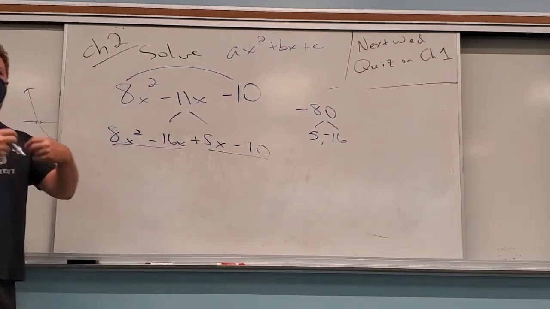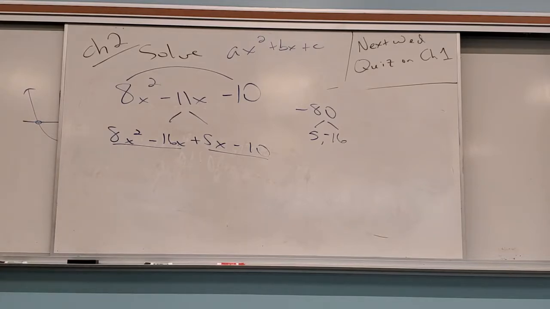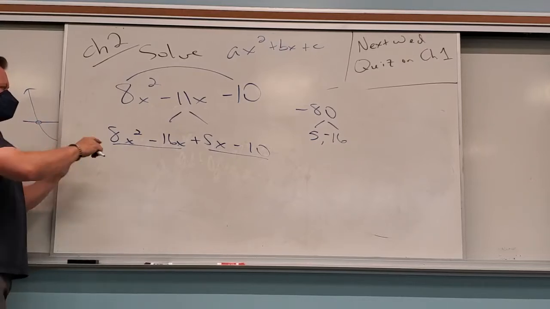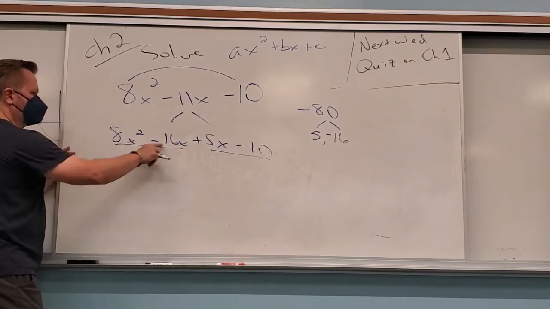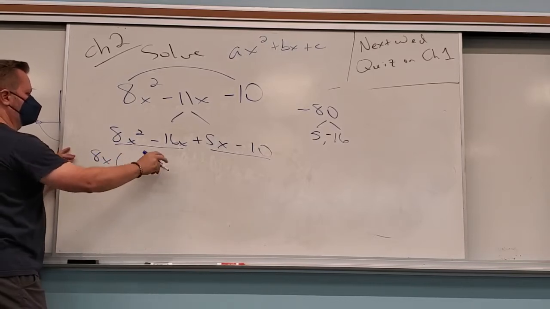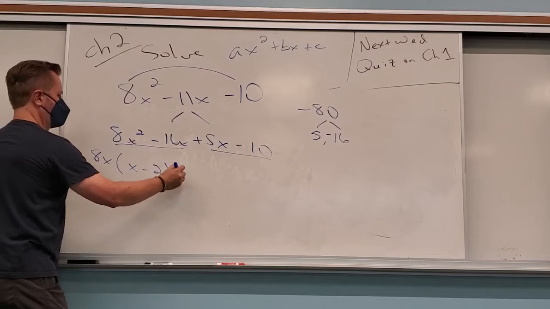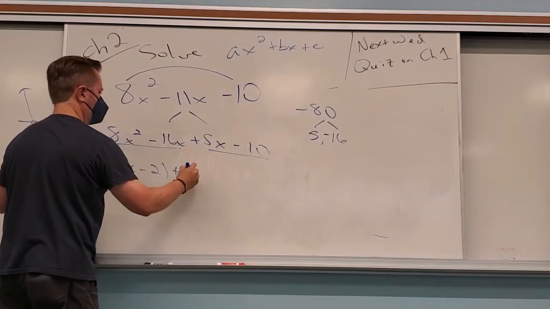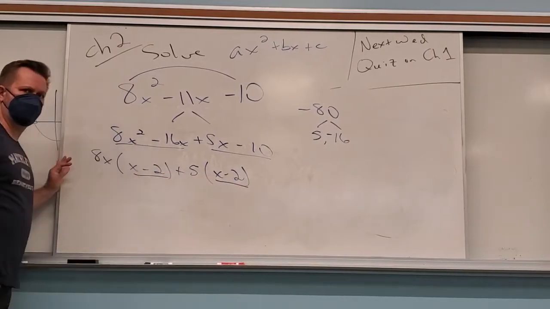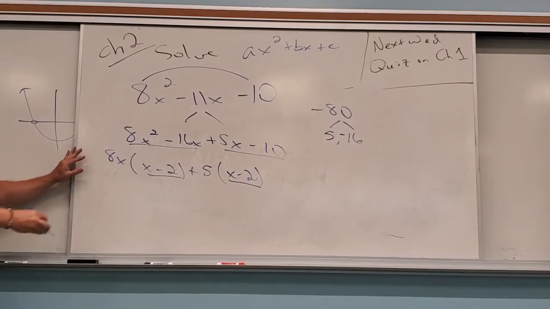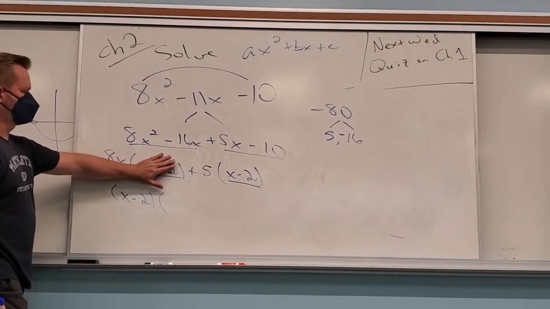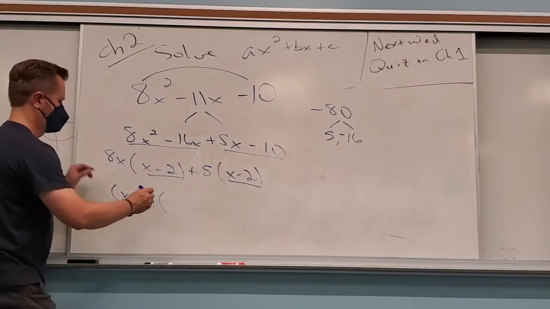Grouping. And grouping should be relatively easy. It's just GCF a couple times, right? So 8x squared minus 16, what comes out of these? 8. So we got x squared minus 2 left here. And what comes out of these guys? 5. x minus 2. And so I know I'm on the right track because those are the same. So then the answer will be x minus 2 times 8x plus 5.